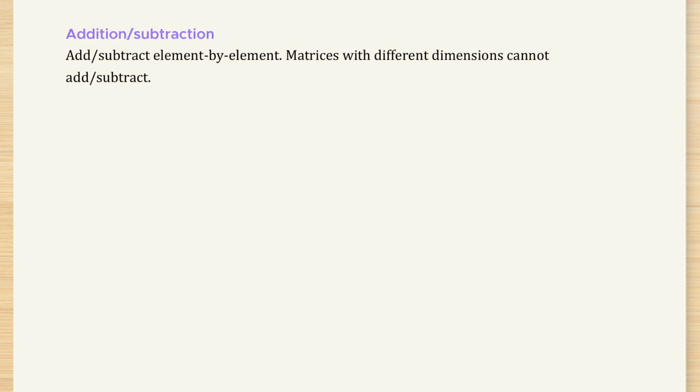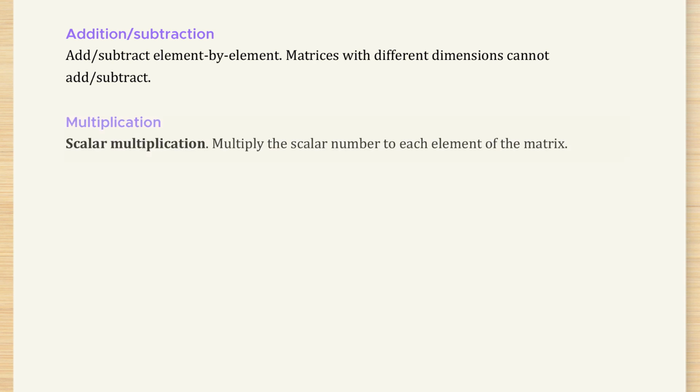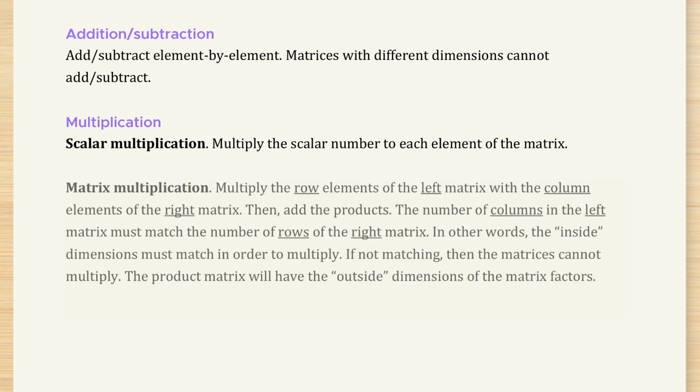When we add and subtract two matrices, we add and subtract element by element, which means we cannot add and subtract matrices that have different dimensions. Scalar multiplication is when we multiply a number to the entire matrix. Each element of the matrix is multiplied by that number. But matrix multiplication is much tougher.